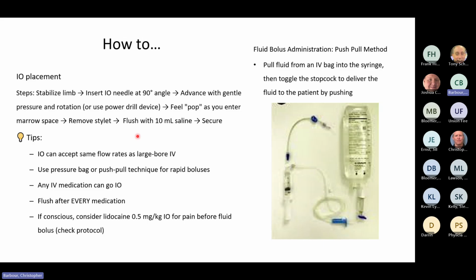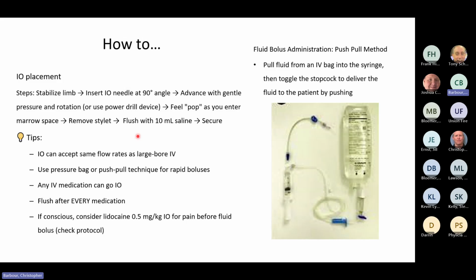If we had just flushed it and seen whether we had any dependent pooling or any leaking coming back from the IO site, we would have been able to use that, because it would have worked just fine. You can pressure bag through this.